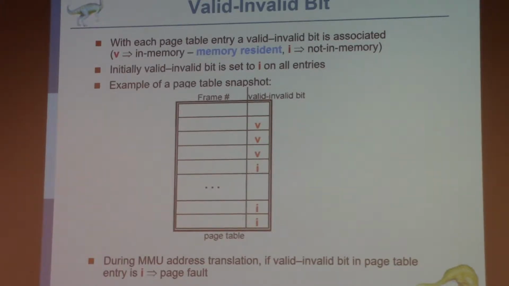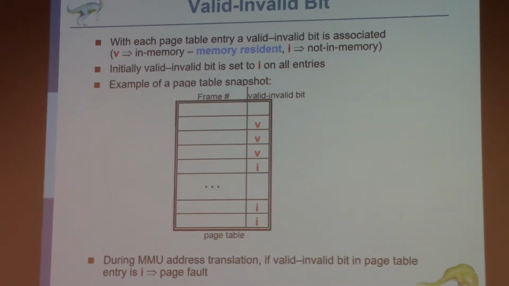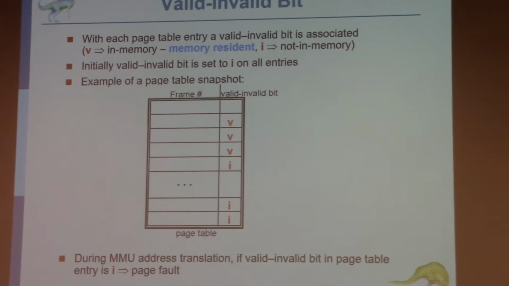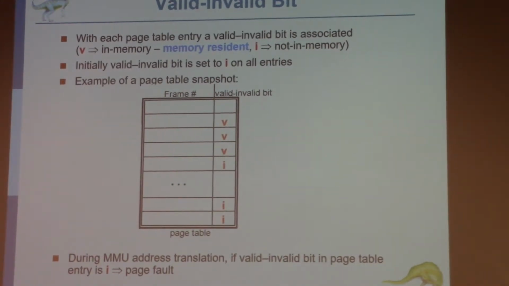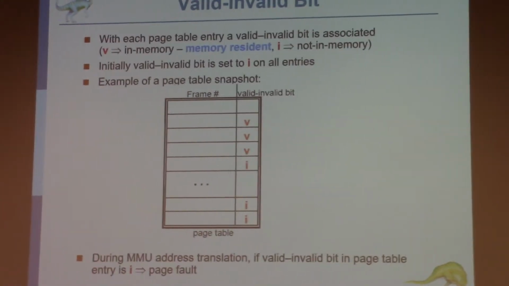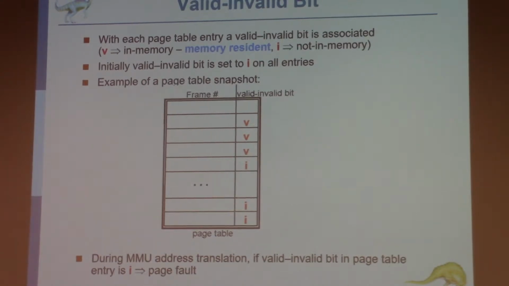So how do we decide? We need to check each and everything. At that time, we can use the valid-invalid bit. If invalid, the operating system regards that page as being in the swap space, so we can bring it to the memory. So we can implement such a virtual memory using the valid-invalid bit in the memory management unit, the MMU.